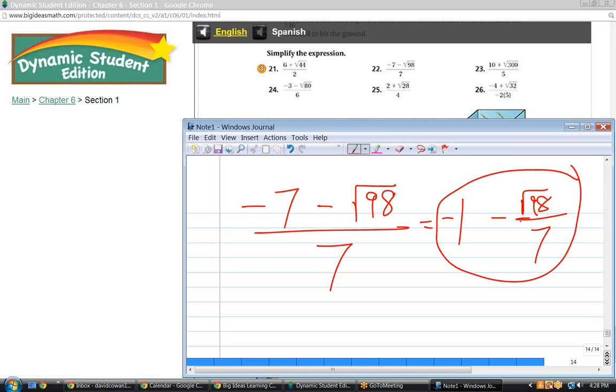Now what can we do with this part of it over here? Well, think of your perfect square numbers. Are any of them factors of 98? No, not 4. No? No, how about 49. 49. Oh! That's actually counted it so far.